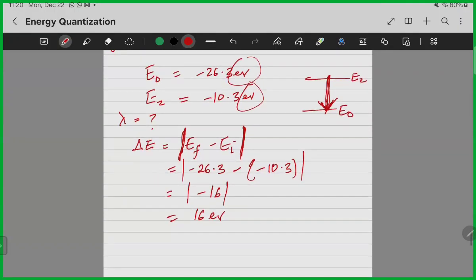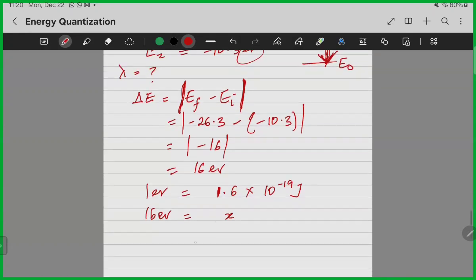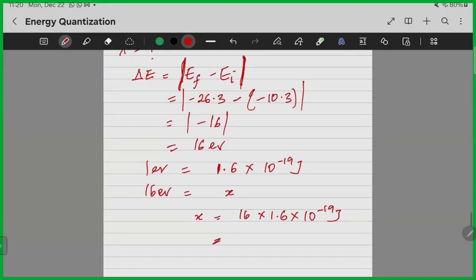When you get electron volt like this, we can't work with electron volt, so let's convert it to joule. We know that 1 eV is 1.6 times 10 raised to power minus 19 joule, so 16 eV will be, let's say, x. When you cross multiply, x will be 16 times 1.6 times 10 raised to power minus 19 joule. That will give you 2.56 times 10 raised to power minus 18 joule.